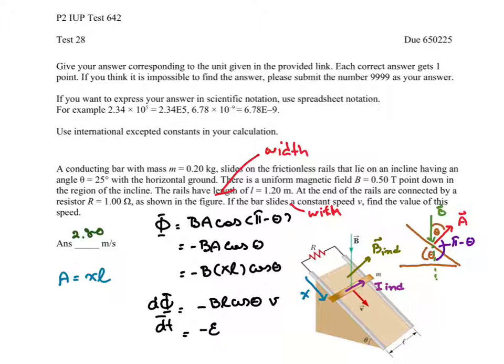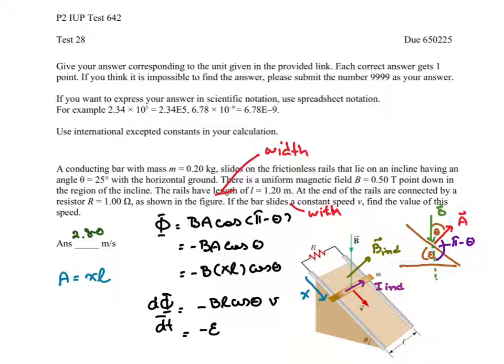We want to find the speed V, and we know that V is a constant. So it means that the net force on this bar must be 0, right? Now, what is the force acting on this bar? Of course, there is a gravity acting on this bar, and this gravity tries to pull this bar to slide down the incline. So there must be another force that cancels the gravity, and we know that this is a magnetic force.